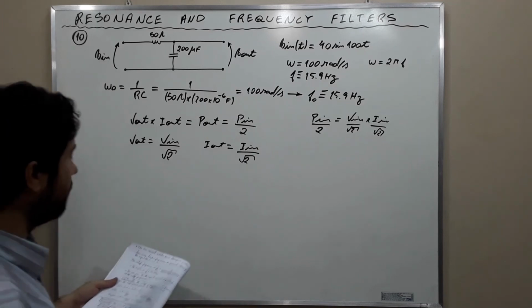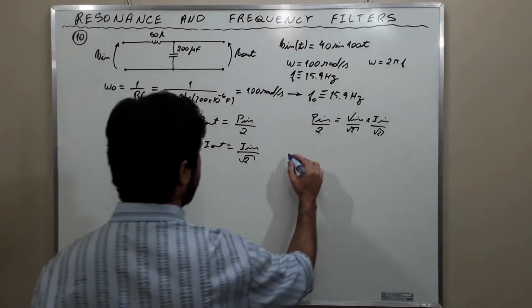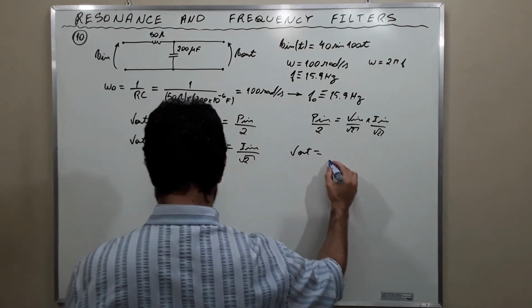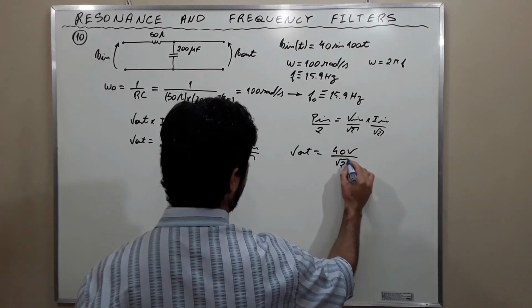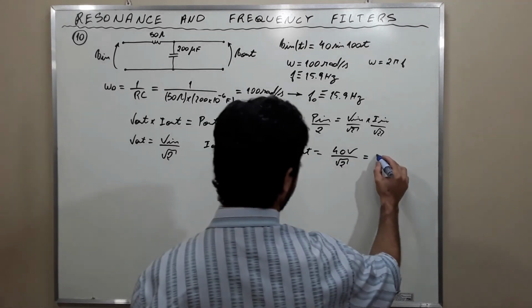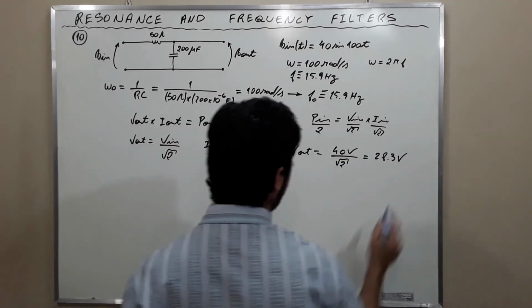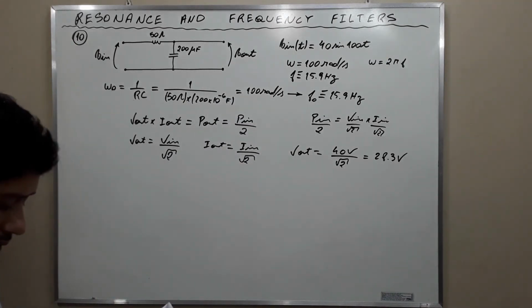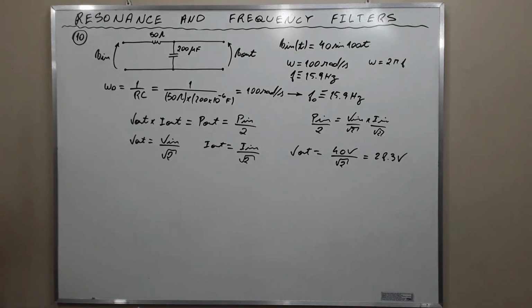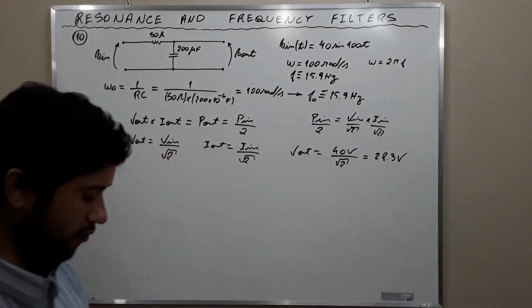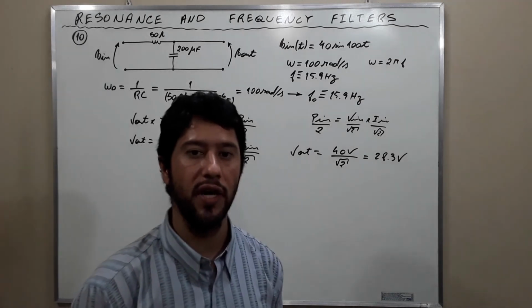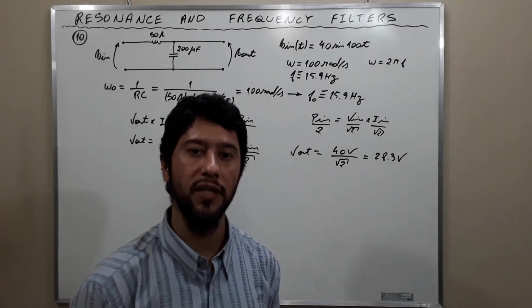In this case, V out is equal to 40 volts divided by the square root of 2, and this is 28.3 volts. And this is what the exercise wanted. The exercise wanted the amplitude of the output signal, and the amplitude is 28.3 volts. Okay, my friends, this is all for exercise 10. Let's go to exercise 11.